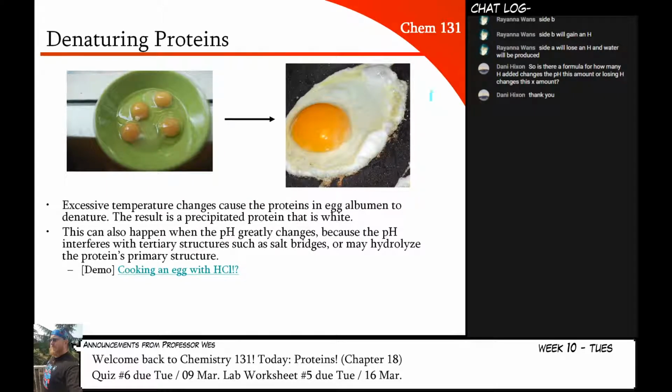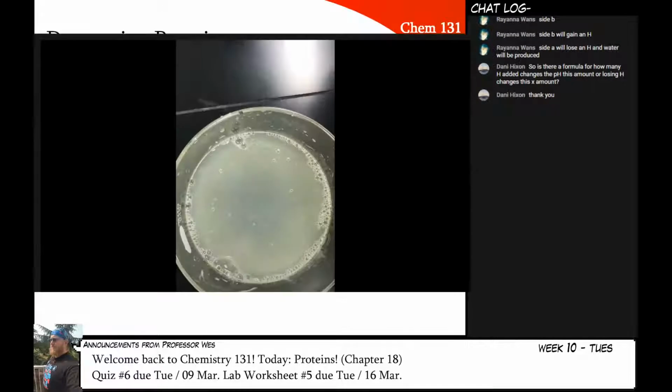Now, you don't just have to do this with heat. You can do this with other things too. For example, some people like their eggs over easy. I like my eggs with 6 molar HCl. So let's show that. I don't eat my egg with 6 molar HCl. Like, don't be ridiculous.